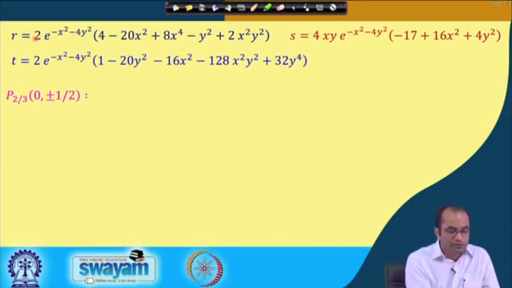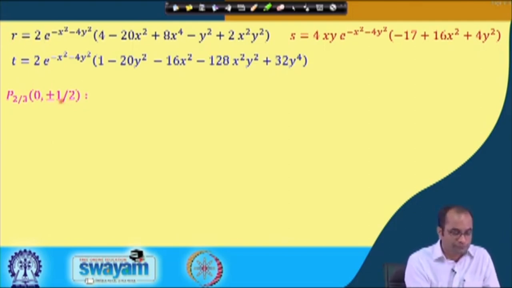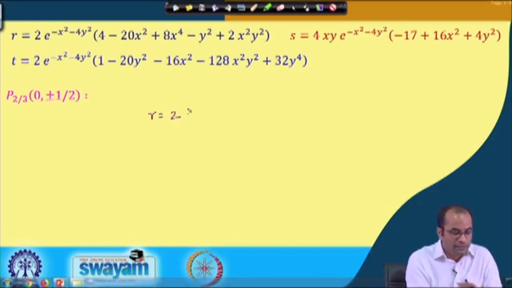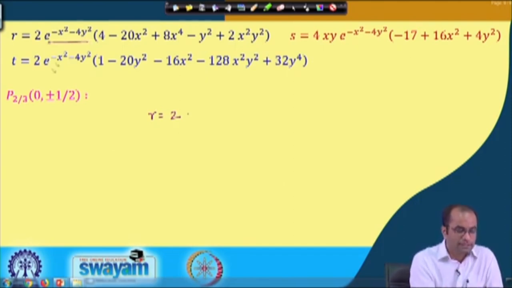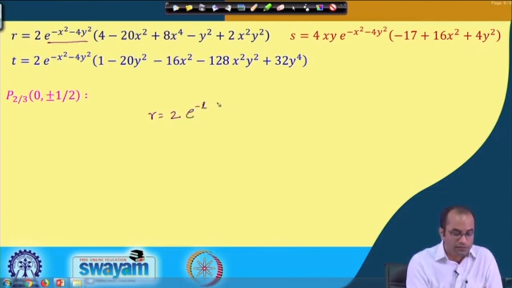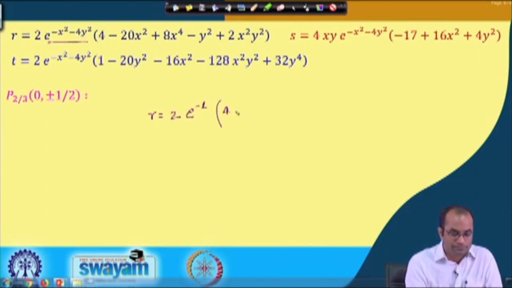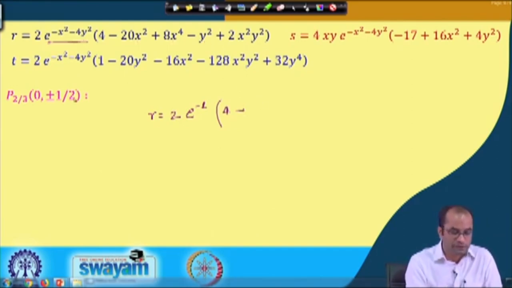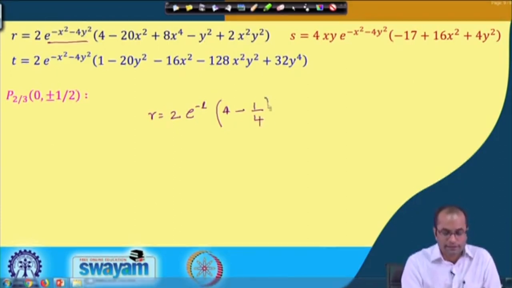So, in this case, we need to again compute this r. So, x is 0. So, these terms, what we will get here is 2 times the exponential function, with x as 0 and y square as 1 by 4. So, here you will get e power minus 1, and then here we have 4, then minus, this is 0, here also 0, x is there, only this y square term will survive.